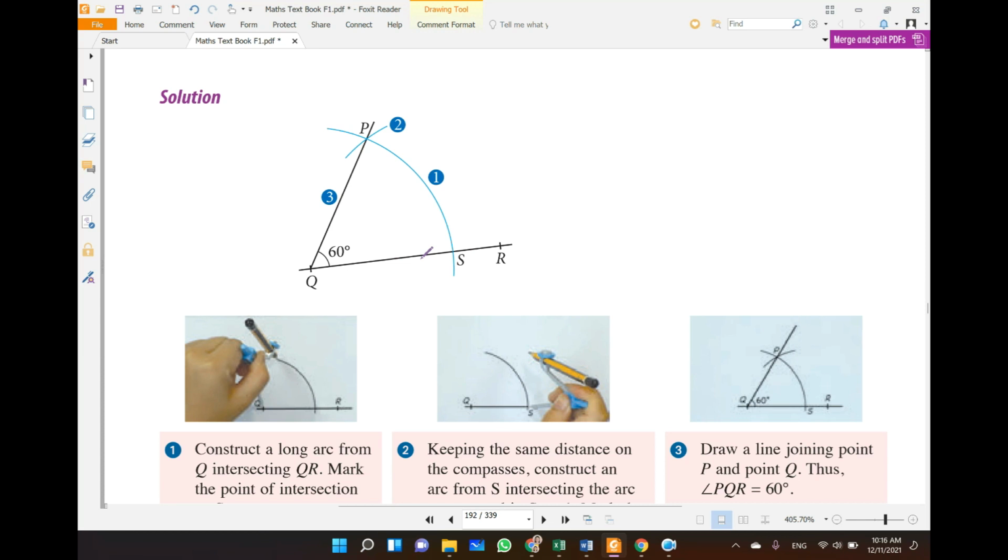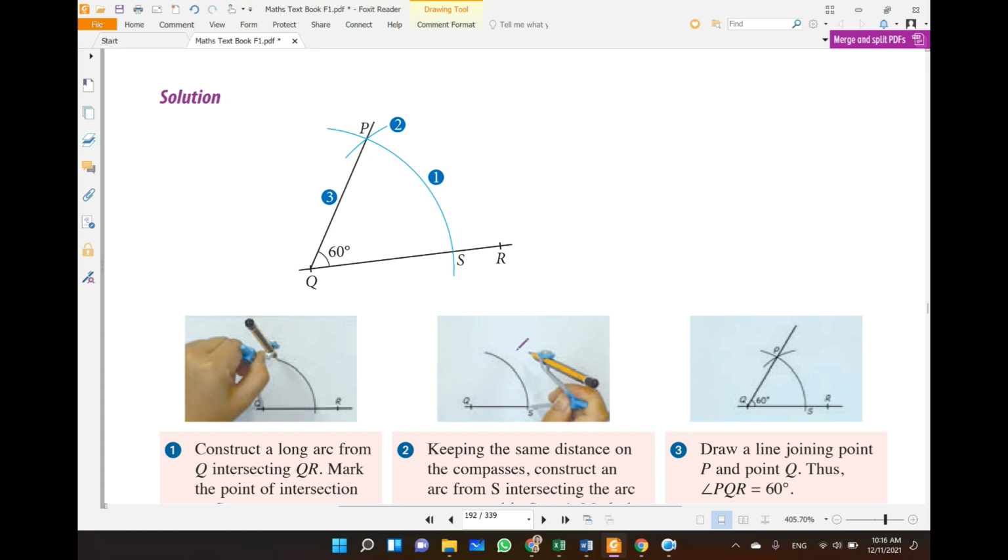So after the first arc that you construct here, you remove your compasses, you put it here at the end. So you can see this picture here. They put the sharp point on point S right now, and then they draw another arc. So this is the second step.